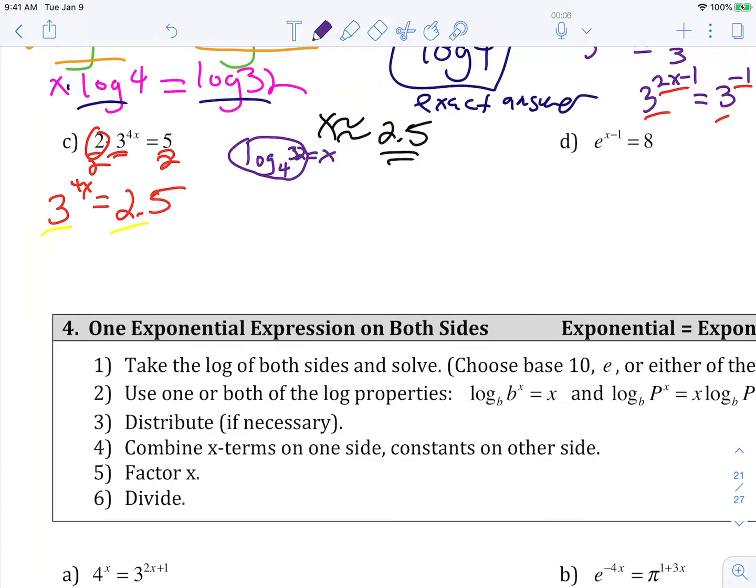So this time around, I'm going to use natural log, okay? And it doesn't matter if you use log or natural log. It honestly does not matter. So what I'm going to do is use natural log of both sides. So natural log of 3 to the 4x equals natural log of 2.5. And then by the power of logarithms, you can take this 4x and move it to the front. So now I have 4x natural log of 3 equals natural log of 2.5.